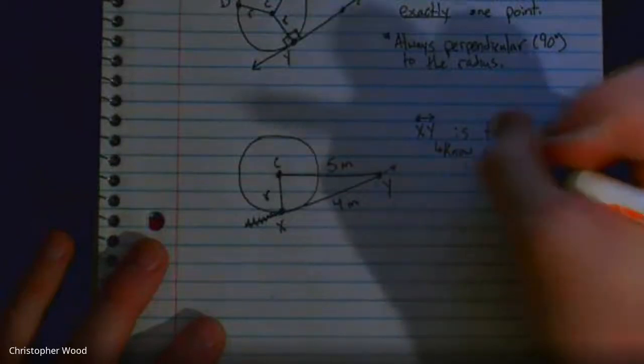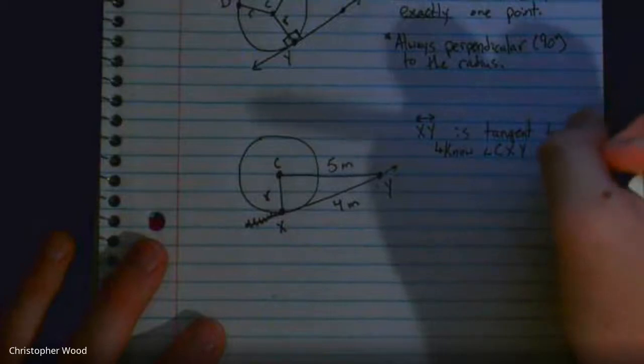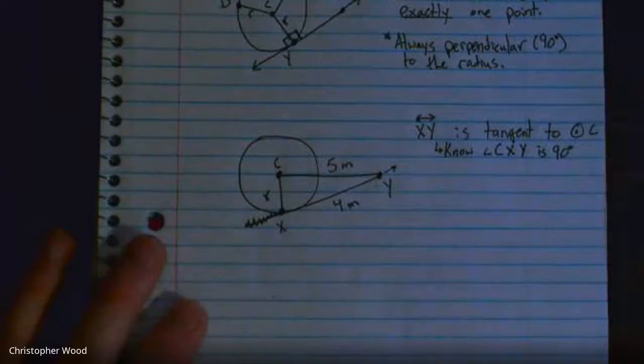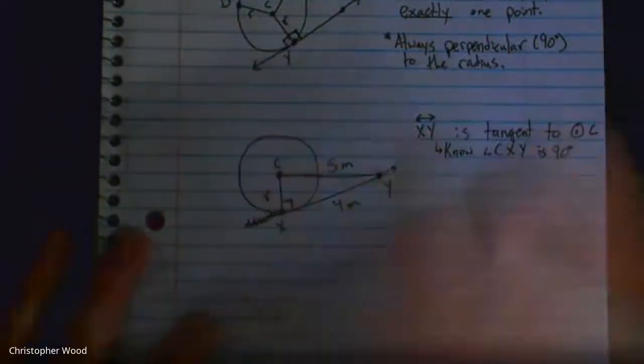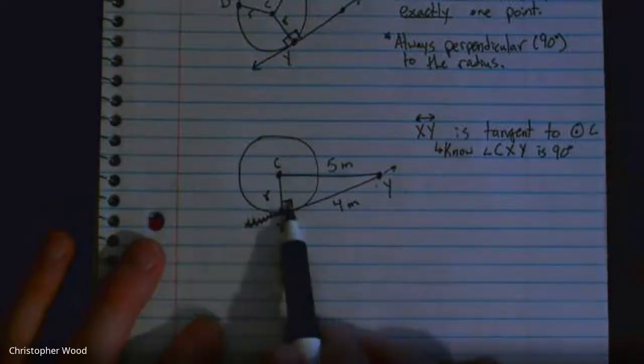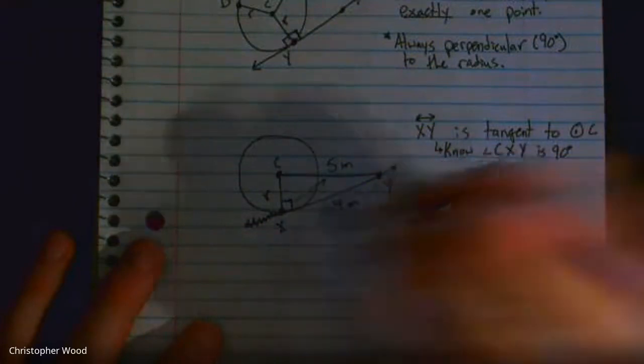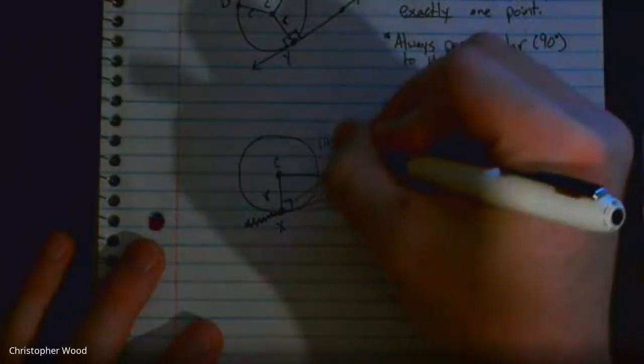that angle CXY is 90 degrees. That has to be true. Because of the fact that these two are tangent to each other, that means angle CXY must be 90 degrees. So if you recall, if I have a 90-degree angle, across from the 90-degree angle is the hypotenuse, right?